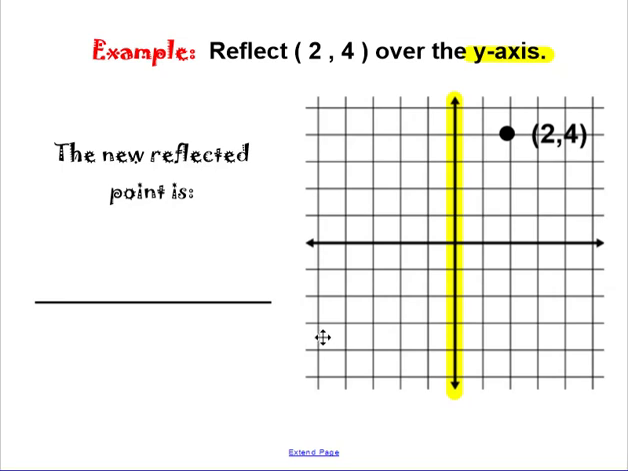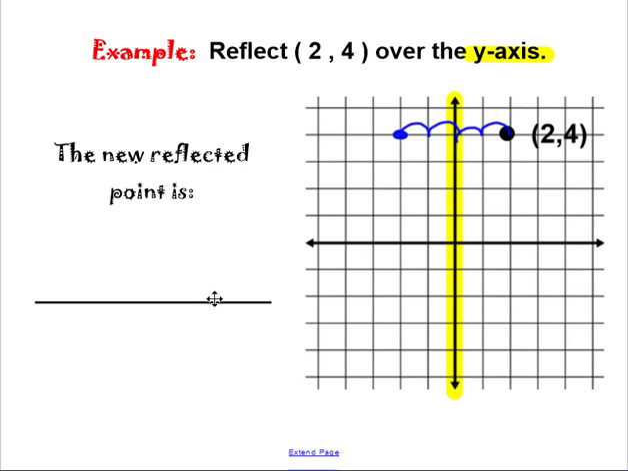So I've highlighted the axis. Now step 1, get this point to the axis. So how many units is it? 1, 2 units. Now reflect it. 1, 2. I made a mirror image.